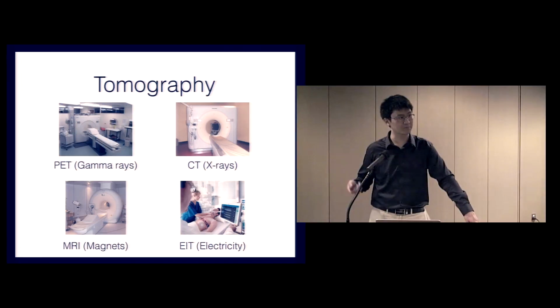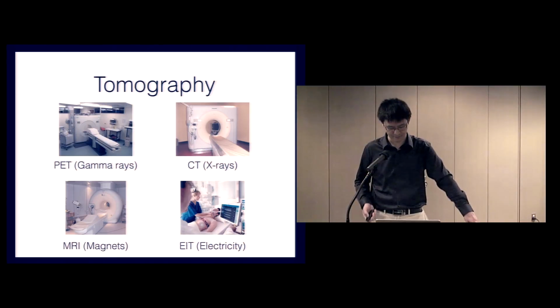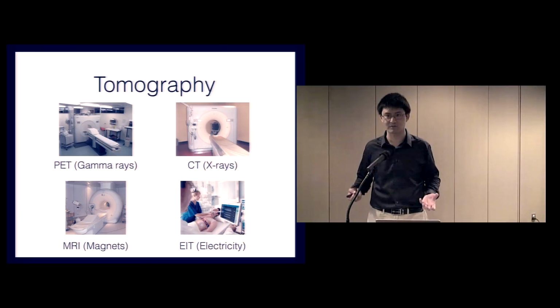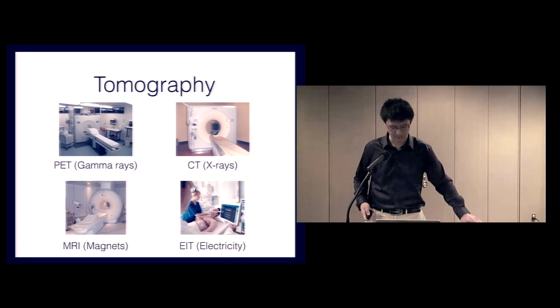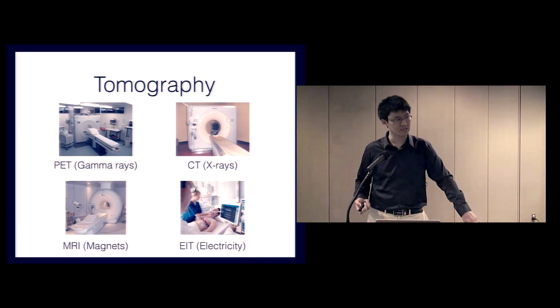Positron emission tomography, or PET scans, use gamma rays to image the human body. And that's very accurate. Gamma rays are very small, but it's not suitable for daily use because it's irradiation. Computed tomography, or CT scans, similarly use lower energy X-rays to achieve the same result, building a 3D model of the body using a bunch of 2D slices. Magnetic resonance imagery, or MRIs, use powerful magnetic fields to image the body. And finally, electrical impedance tomography, or EIT, uses electrical currents to measure the profile of the body.